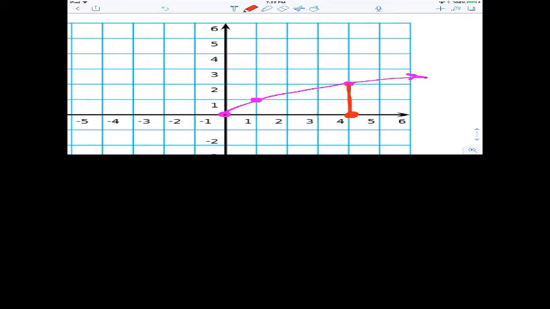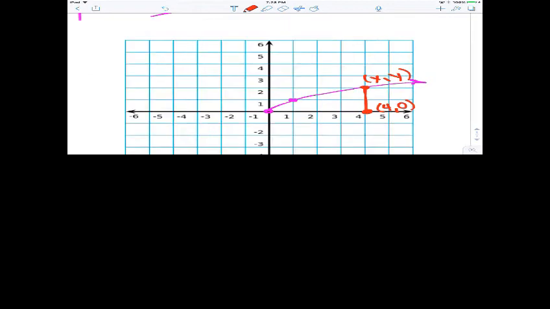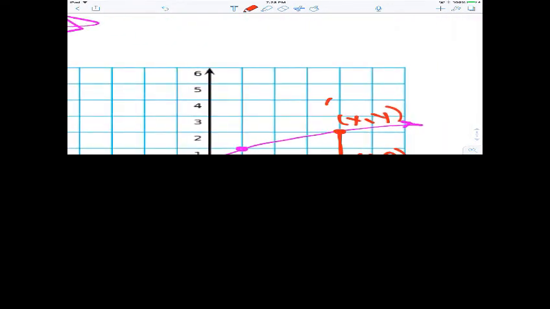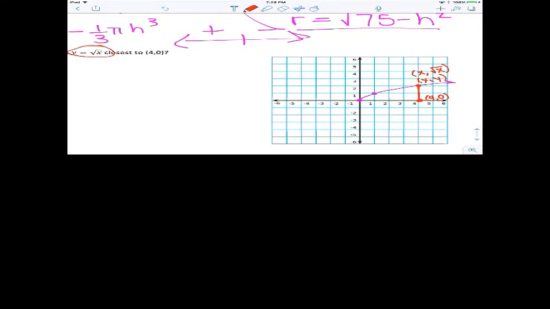So I want you to think about this. This point we know is (4, 0). And this point I know is (x, y). And we can get a little bit more specific because our constraint here is that y is radical x. So what I really have is (x, radical x). So now that's our constraint, right? That we have these points.